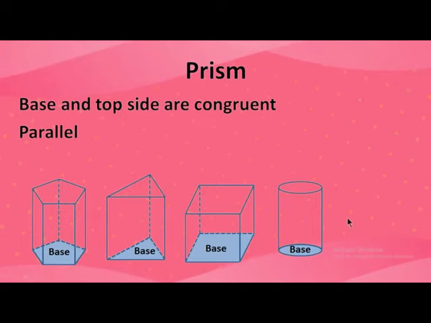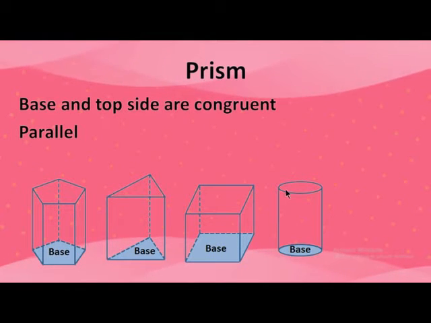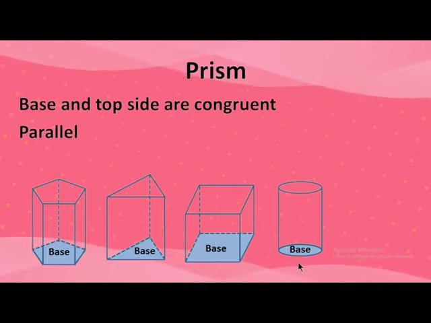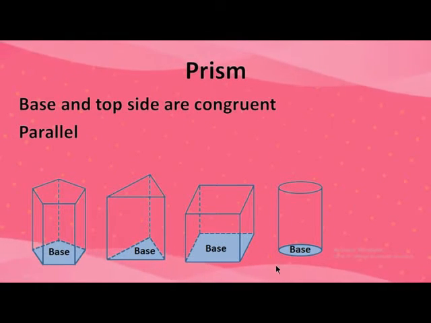How about this three-dimensional shape? This is a cylinder. Why should we classify a cylinder as a prism? Because there are two sides, the base and the top, in this three-dimensional shape, that are congruent and parallel. So we can classify a cylinder as a prism.